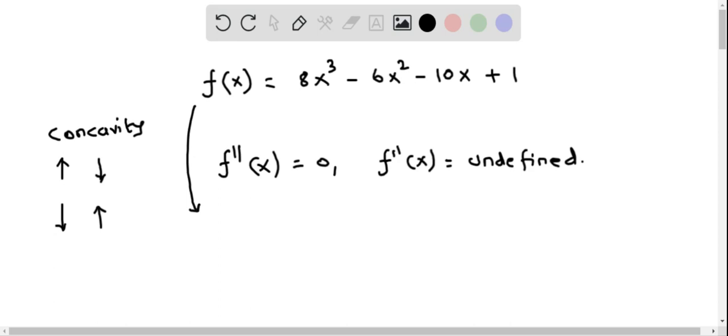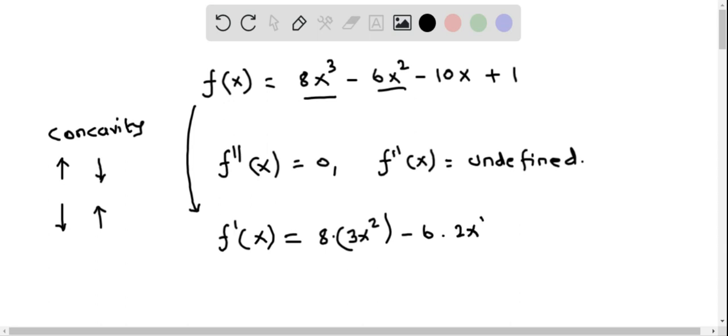Let's differentiate this function first. It is basically the first derivative of f of x, which is f prime of x, and this equals, we differentiate each term on the right side. The derivative of 8x cubed is 8 times the derivative of x cubed, which is 3x squared, and the derivative of negative 6x squared is negative 6 times the derivative of x squared, which is 2x, and the derivative of negative 10x is negative 10 times the derivative of x, which is 1, and the derivative of 1 is a constant, so it is 0.